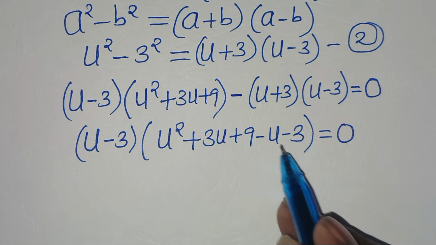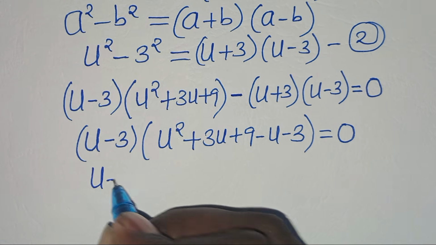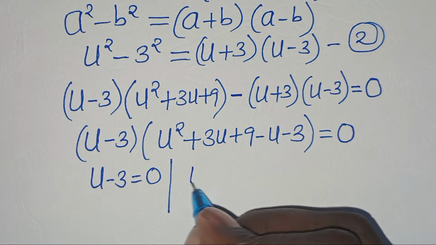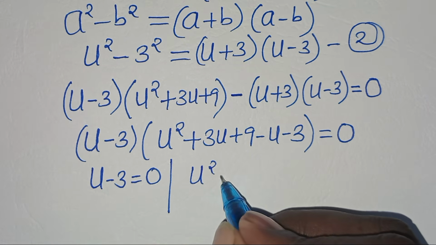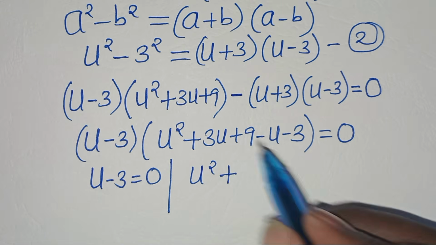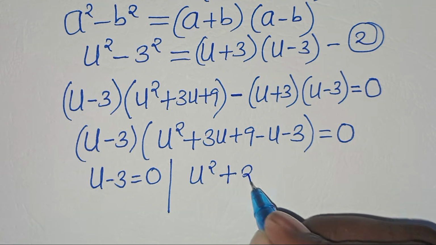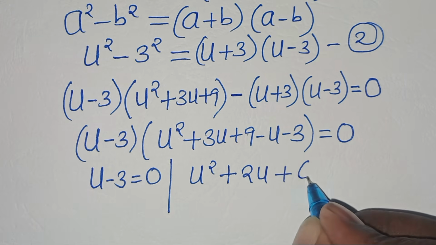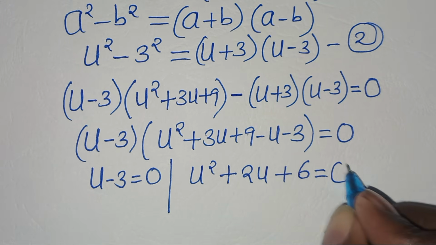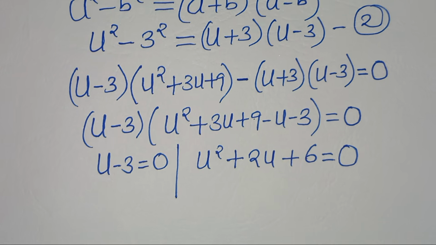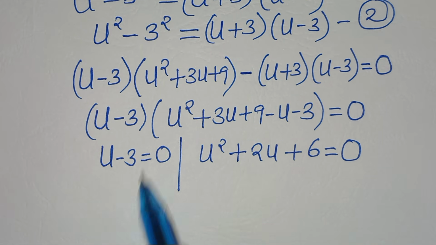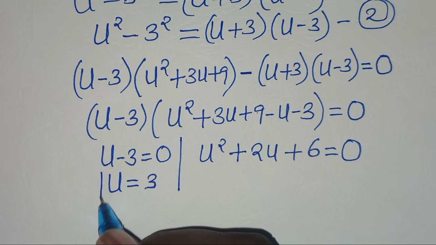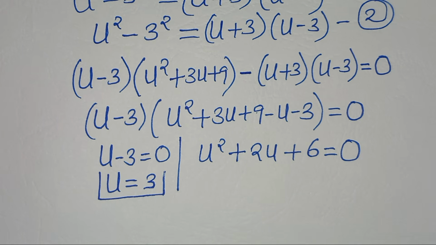So we have got two parts here. We have u - 3 = 0. Then we have u^2 + 3u - u, this is + 2u, then 9 - 3, this is + 6, and this is equal to 0. From the first part here, we have that u is equal to 3.